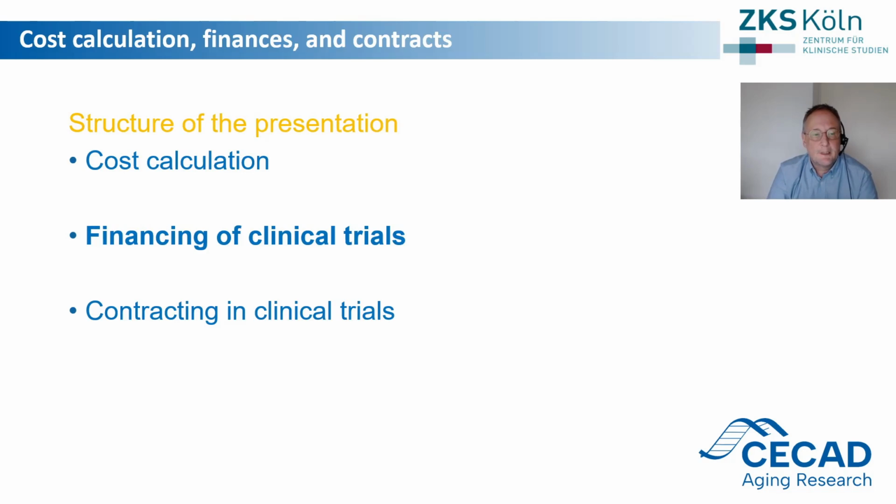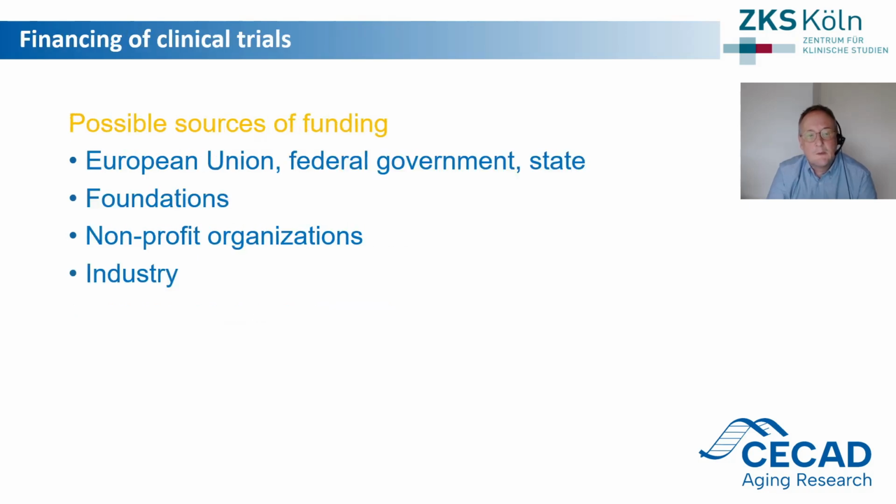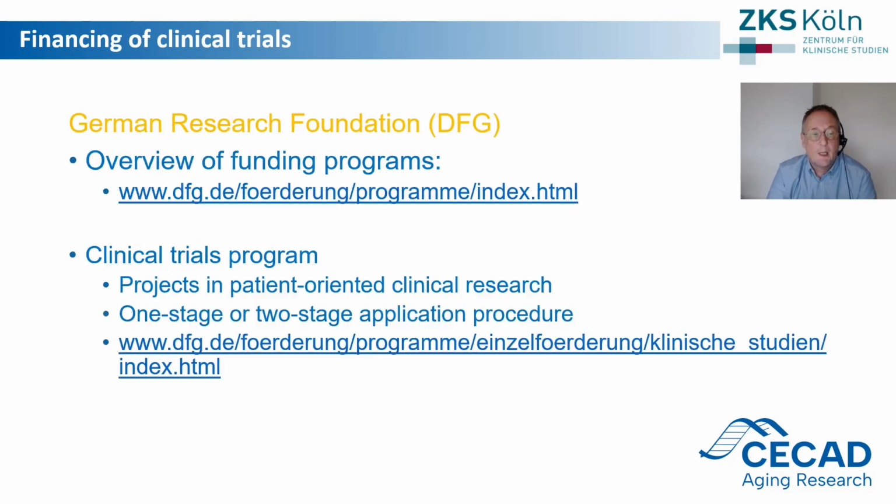So let's have a look into the second part of this presentation, and we're going to dive into the financing of clinical trials. The possible sources of funding are manifold, and just to name the big ones, it's the European Union, the federal government, state funding, foundations, non-profit organizations, industry partners, of course, as well. And there are quite a few good overviews of funding programs, for example, from the German Research Foundation, DFG. You can see the link here. Then we do have a clinical trials program.